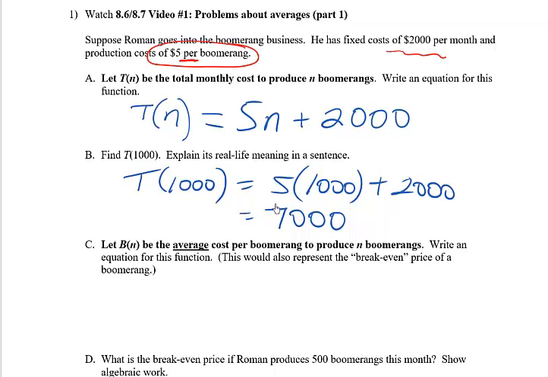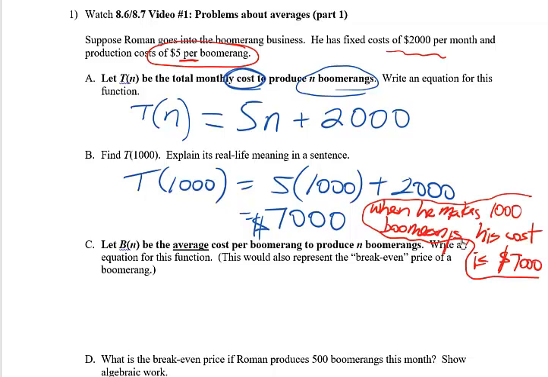7,000 what? It's a y value, right? The input, the 1,000, is like our x, or in this case our n. The 7,000 is our output. Well, in this problem, the output, the y, stands for cost. So the 7,000 must be $7,000. The n, in this case, stands for how many boomerangs he happens to be making. That's the 1,000. So our sentence would be something like, when he makes 1,000 boomerangs, his total cost is $7,000.